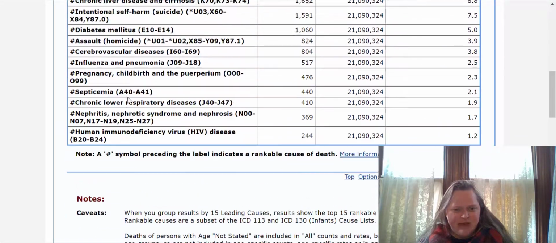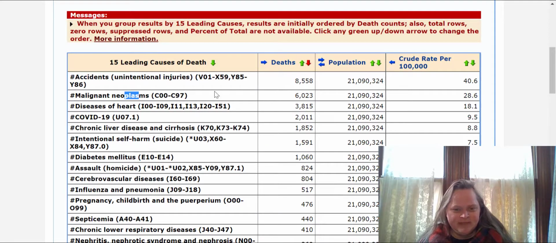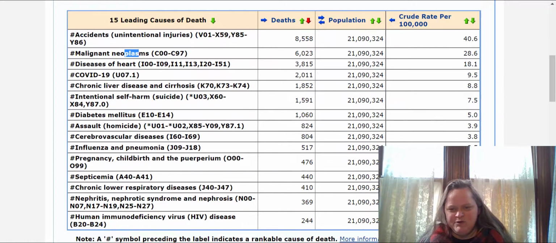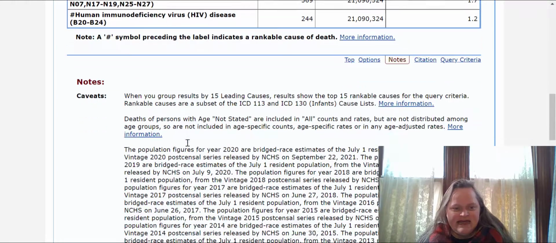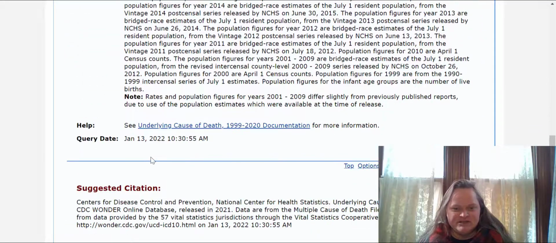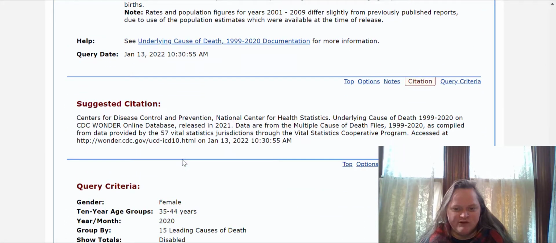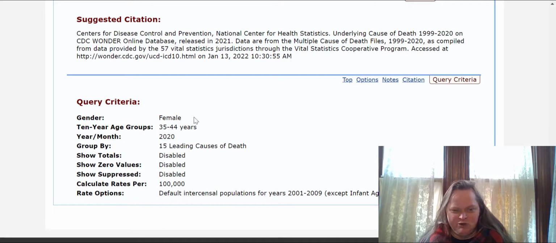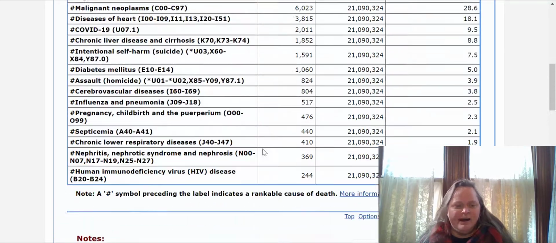And note, when you do the data pull, this is the numerical result, and you can export it and stuff like that. It will give you the information of what was involved in your query below. So here's your query criteria: female, 35 to 44 years old for 2020, and then you're doing 15 leading causes of death.